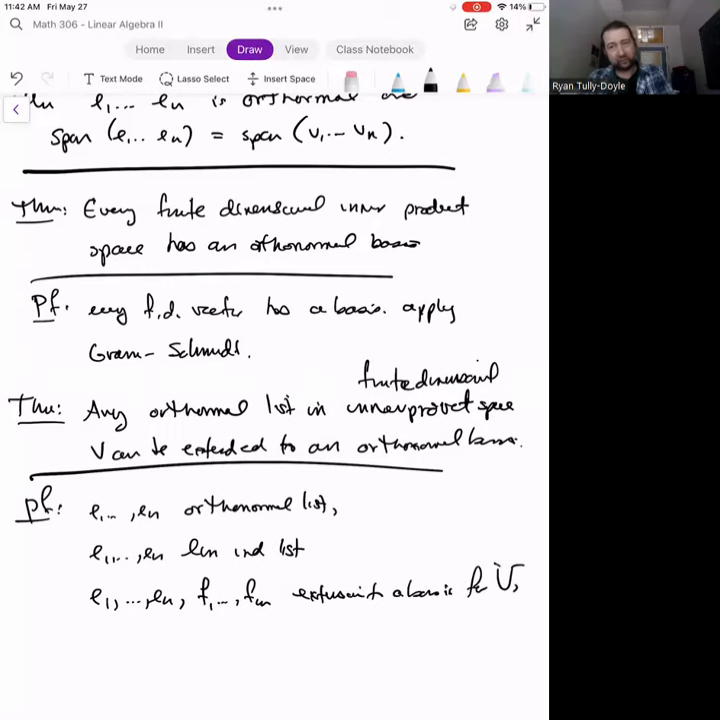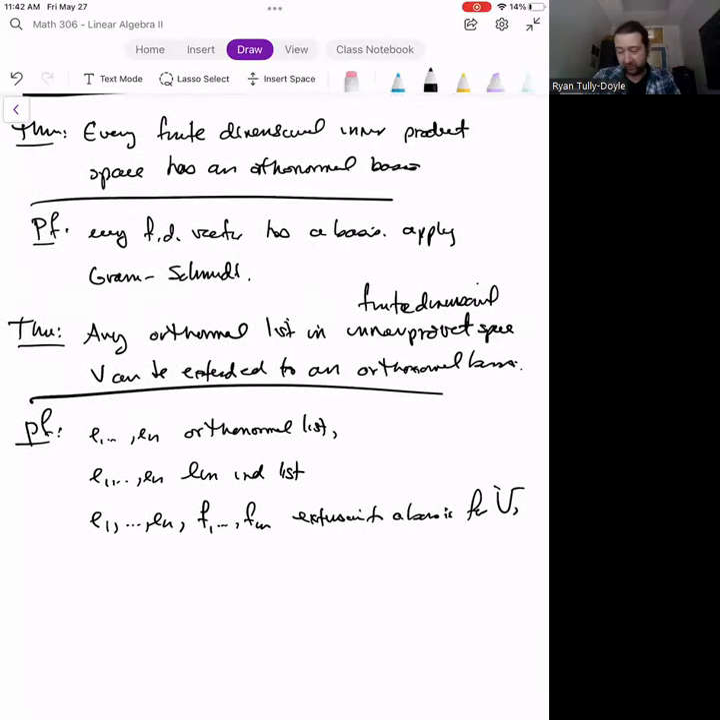Now you've got a basis for a vector space, and every basis can be orthogonalized by Gram-Schmidt, which means that this can be orthogonalized into a basis E1 up to En plus 1 up to, or whatever we're going to call it, En plus M, by Gram-Schmidt.